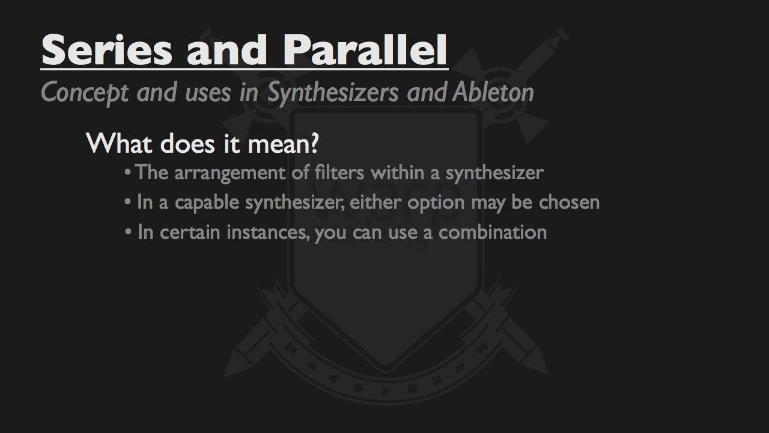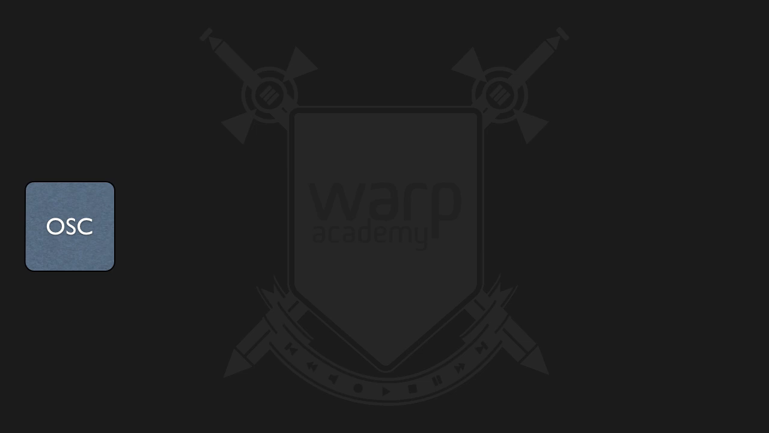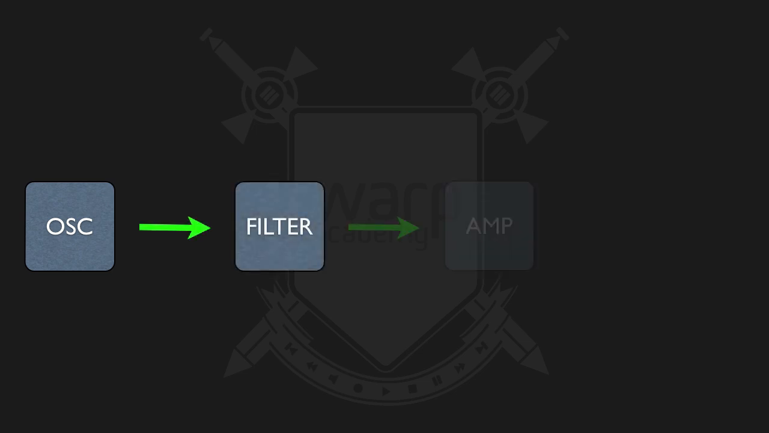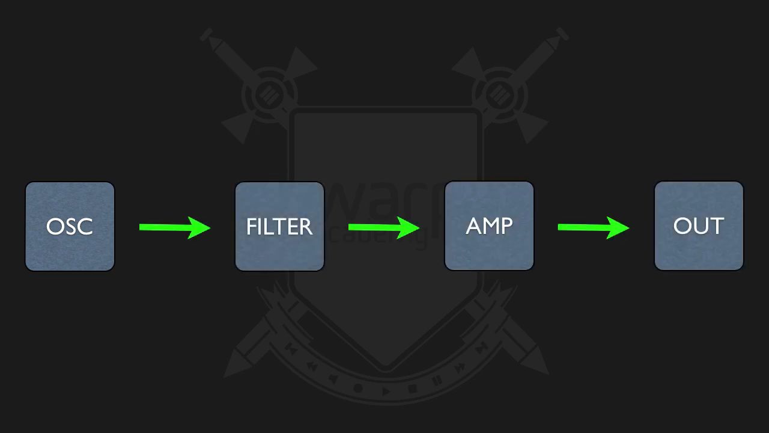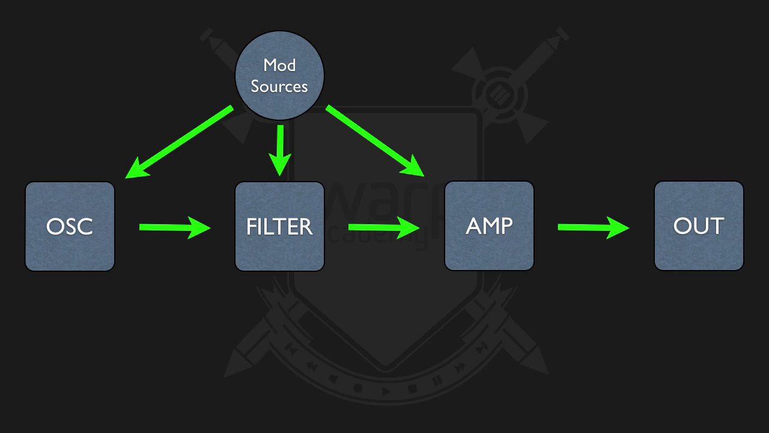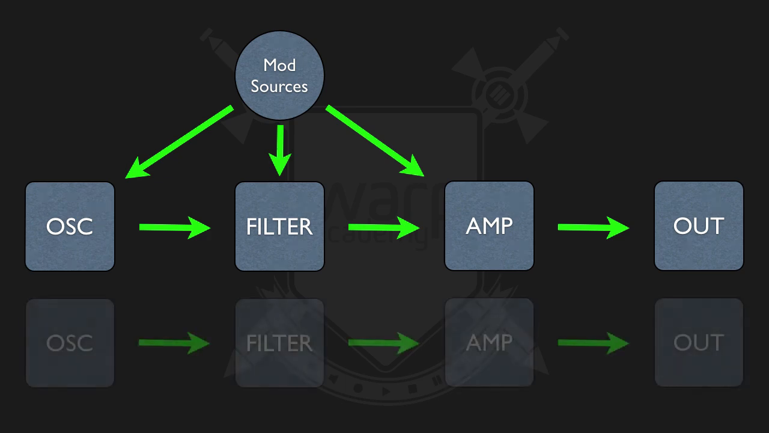Traditionally, subtractive synthesizers have the following signal flow: oscillator to filter to amp stage to output, with envelopes and LFOs potentially controlling each stage as indicated in this diagram. While this configuration allows for many cool tones to be created, it's also probably the most basic you'll ever encounter.